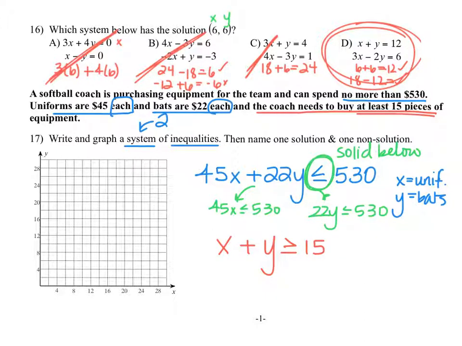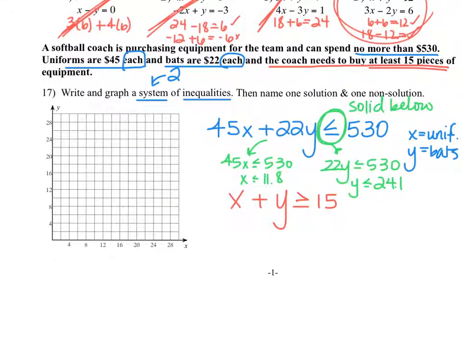If I divide by 45, on this first one, I'm going to get the x-intercept is somewhere around, let's see, what was it, 11.77 or 11.8. On the y-intercept, if I divide by 22, I'm going to get the y-intercept is somewhere around 24.1. So when I'm graphing these, it's not going to be perfect, but I'm just going to get it as close as I can. So we do need to label our x and y axis.